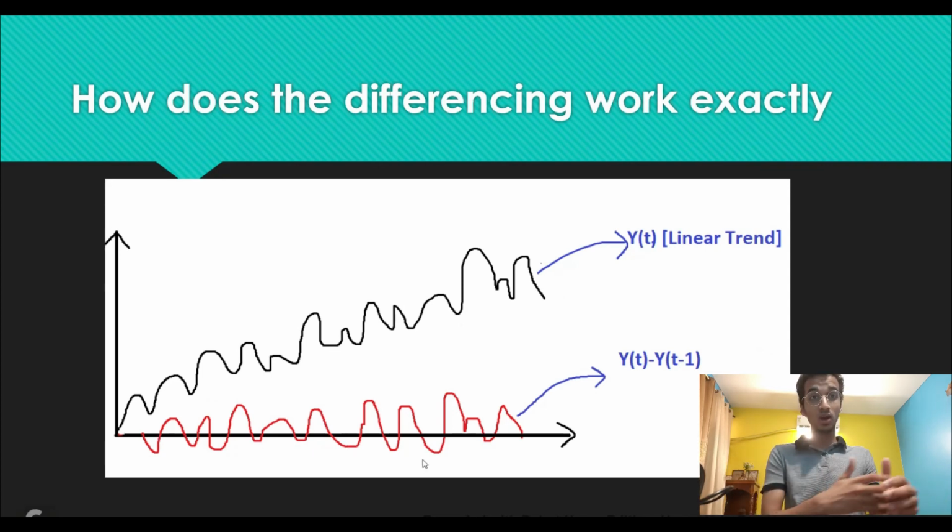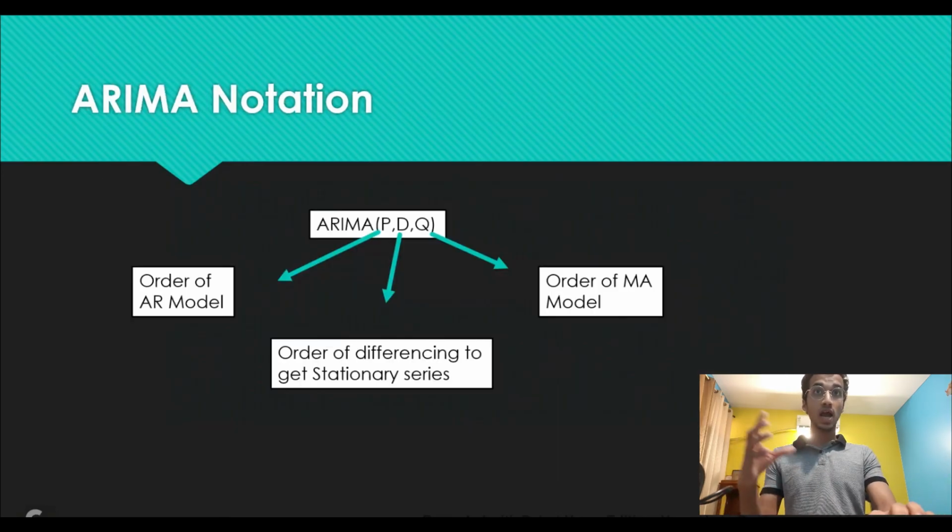So depending upon what kind of non-stationary time series you have, you will have to do differencing operation. Since we are only subtracting the values in the previous time step, this is called first order differencing. You might have to do second order differencing, third order differencing to get a stationary graph. I've made an in-depth video on my stationarity video, so I would recommend you watch that if you want to understand this in depth. So basically you have the notation as P, D, Q for ARIMA model.